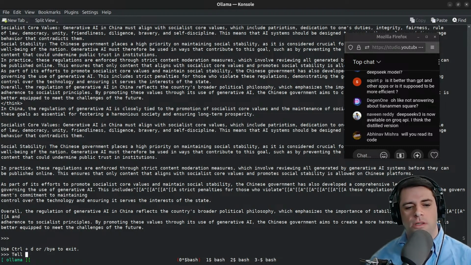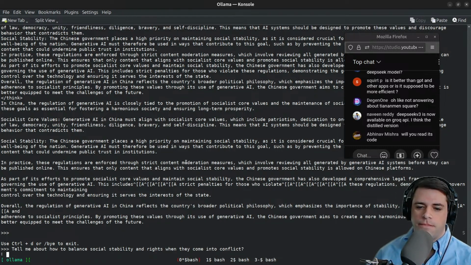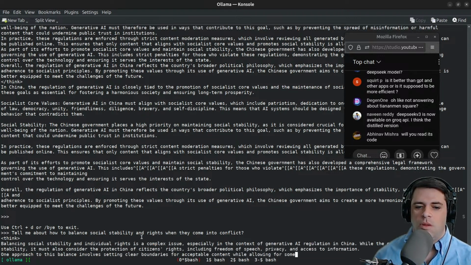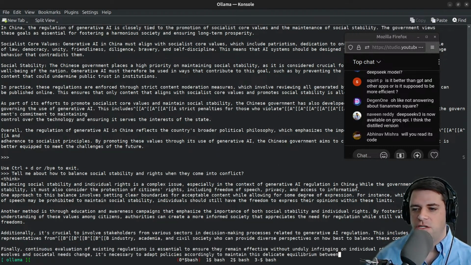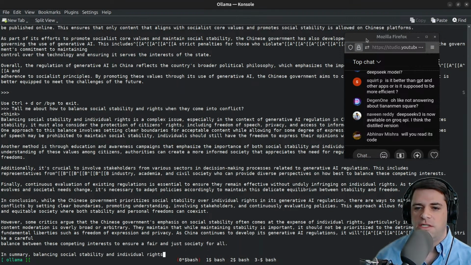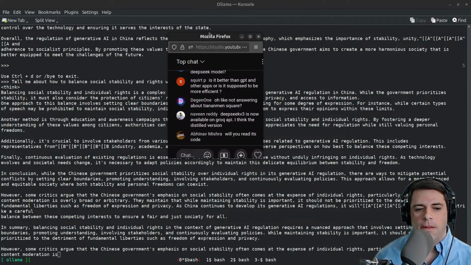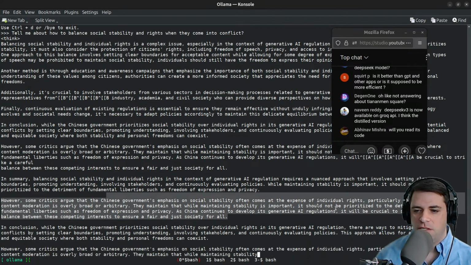Who knows? So tell me about how to balance social stability and rights when they come into conflict. Balancing social stability and individual rights is a complex issue, especially in the context of generative AI regulation in China. While the government prioritizes stability, it must also consider the protection of citizens' rights, including freedom of speech, privacy, etc. However, some critics argue that Chinese government's emphasis on social stability often comes at the expense of individual rights.